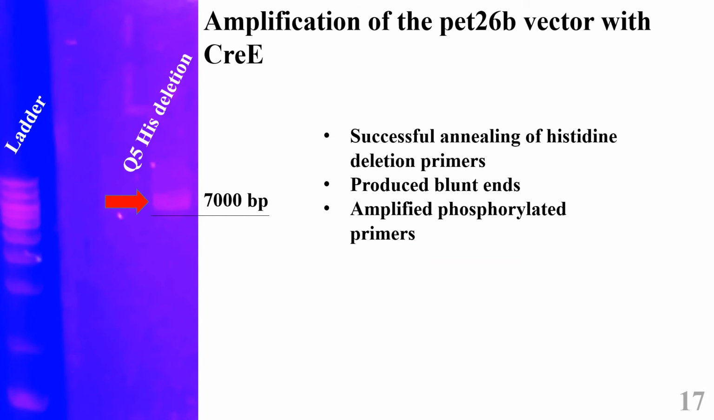With the deletion of the 4 extra histidines, we would have to amplify the whole plasmid, which was about 5,000 base pairs, plus our gene CreE, which is about 2,001 base pairs. With the use of DMSO, amplification was successful with a clearly visible band. A different set of primers was used for this reaction that needed to be phosphorylated because the amplification of the whole plasmid would produce blunt ends that needed to be ligated together.